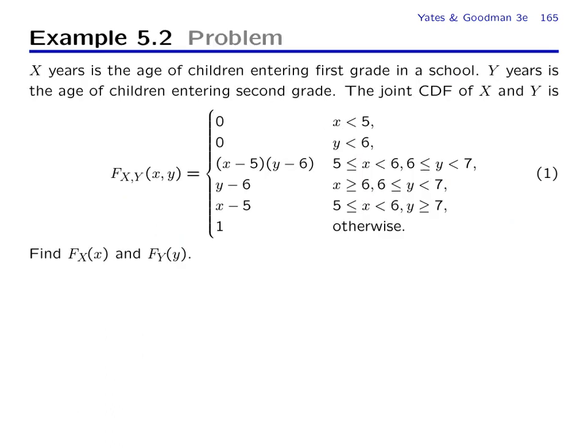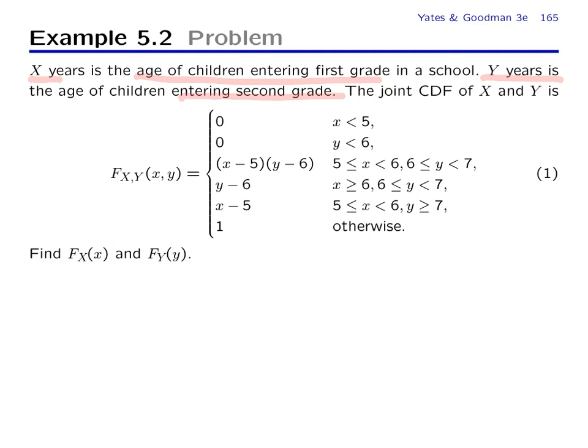So here's an example of an experiment where we use the joint CDF to model a pair of random variables x and y. In particular, x is the age of a child entering first grade, and y is the age of a child entering second grade. And the joint CDF of x and y is given by this kind of complicated expression on the right side here, which has 6 different cases. Some of these cases are kind of obvious.